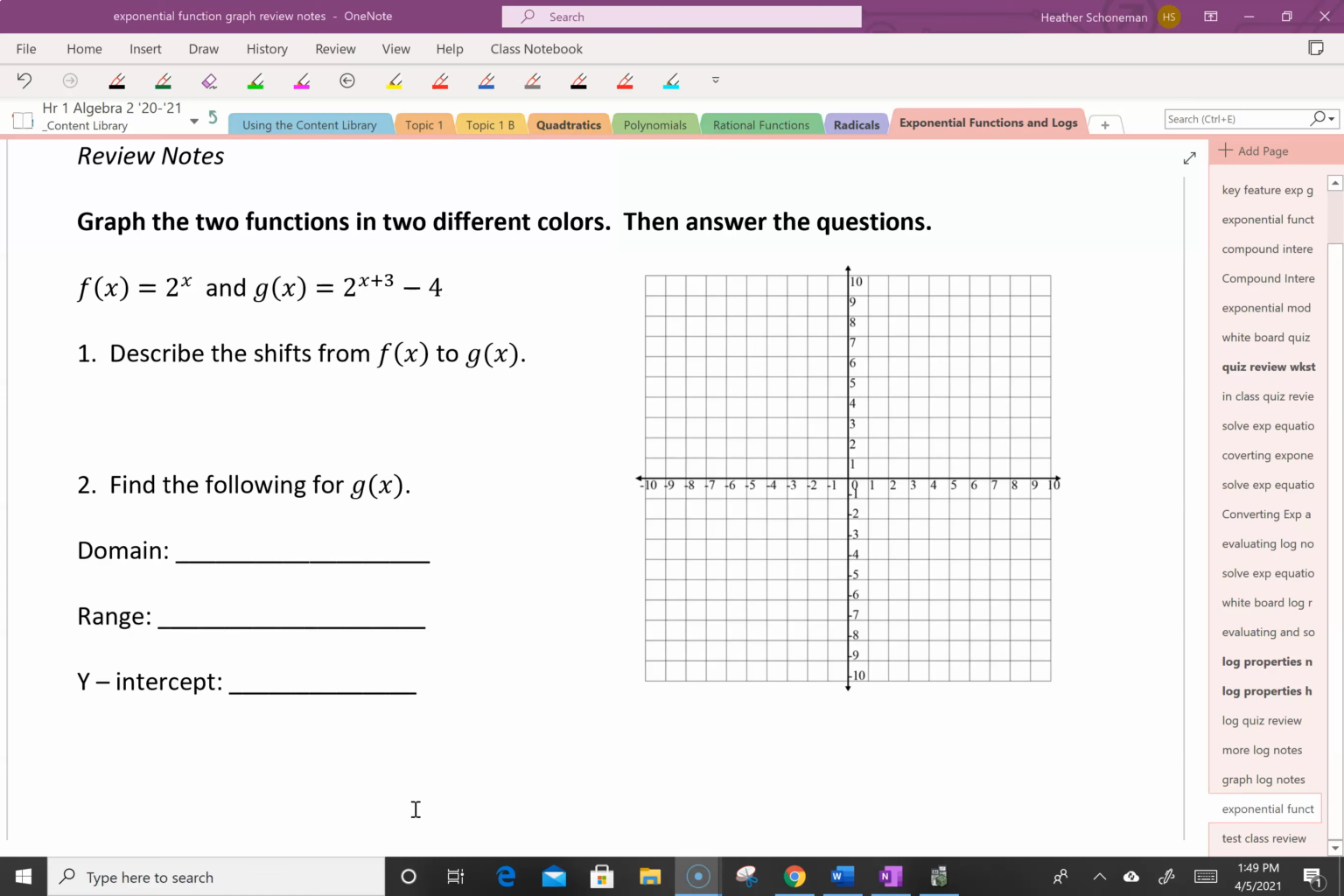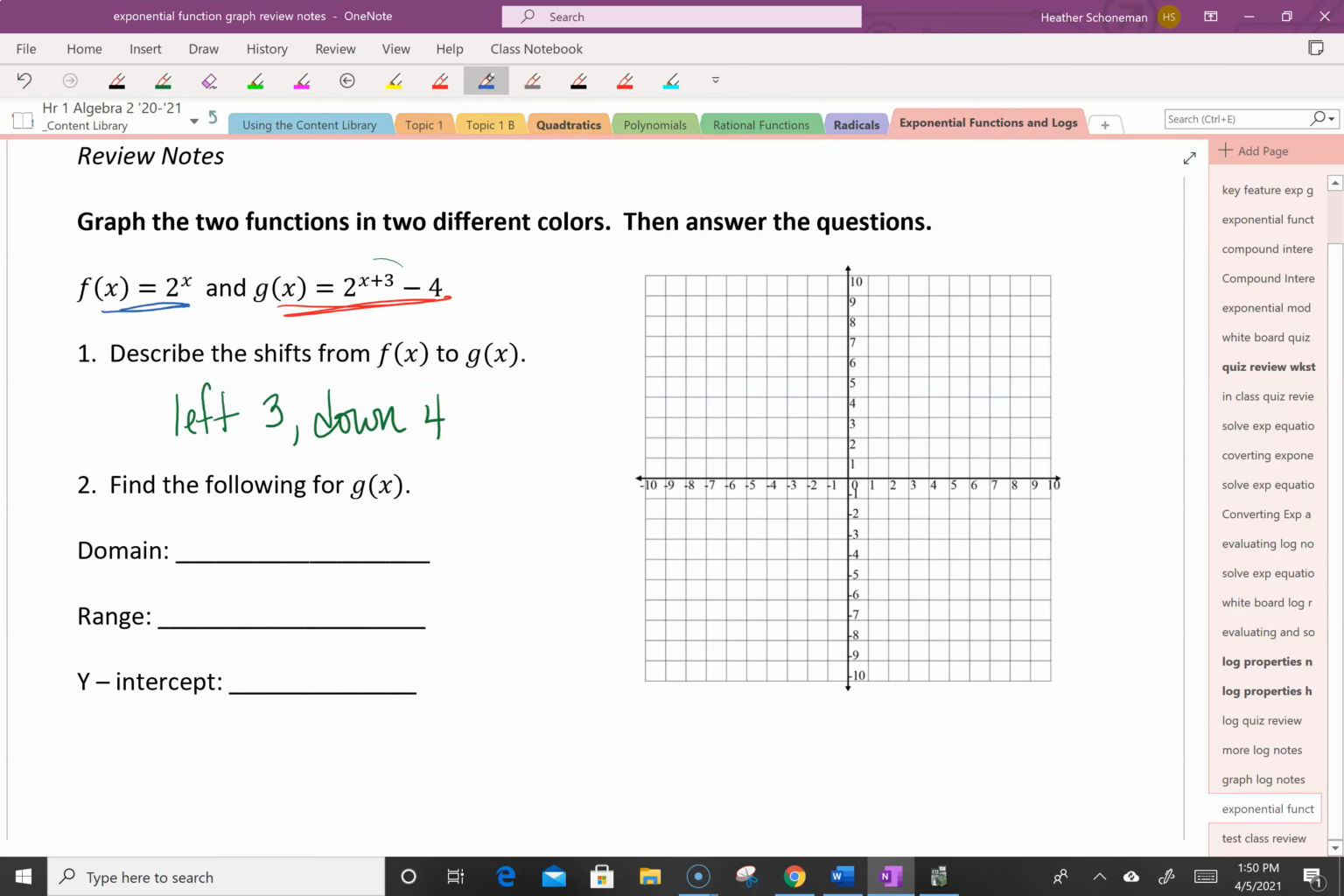Okay, so as we're looking at these two graphs, these are not logs now, these are exponential functions, and we want to compare f of x compared to g of x. Now before you even put this in your calculator, we know what some of these things are. Over here where it adds 3 with the x, that's going to shift it left and right, and it's the opposite of what we think. So we know that compared to f of x, g of x is going to be moved left 3, and the minus 4 is going to tell us down 4.